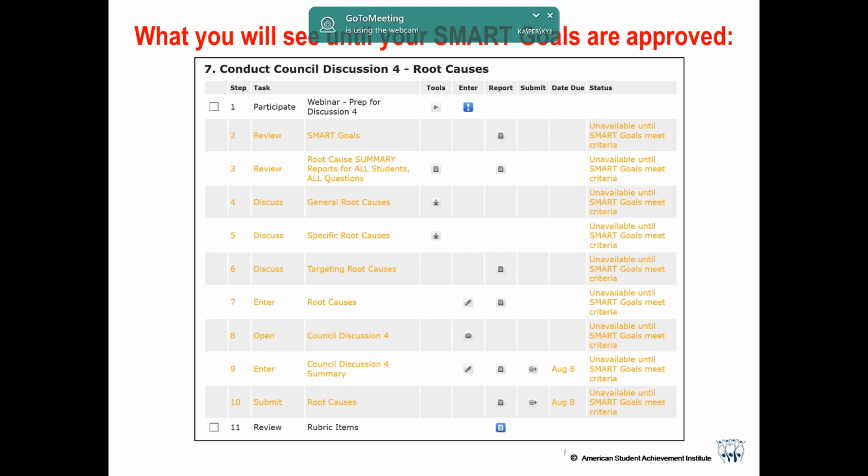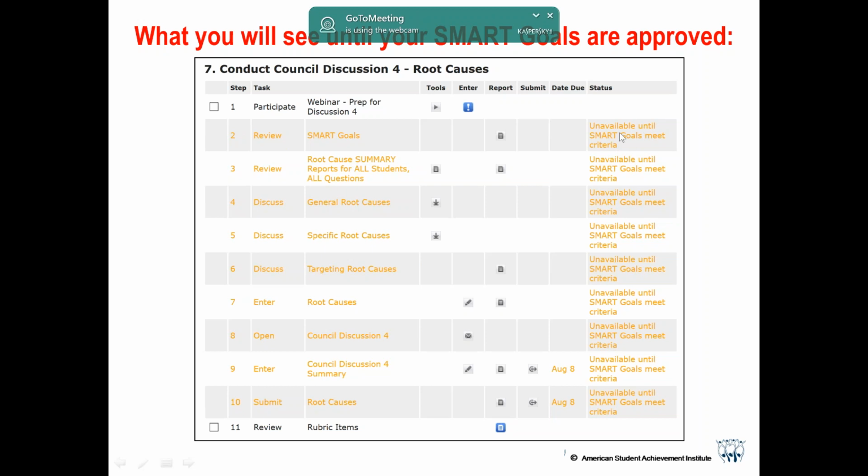First of all, when you go to the process page and you scroll down to the root cause section, for some of you, this is what you're going to see. We can't go on to the root cause step until your SMART goals have been approved, because the root causes align with your SMART goals. So for some of you, you're going to see everything in orange, and we've given you a notice over here that it's unavailable until your SMART goals meet criteria.